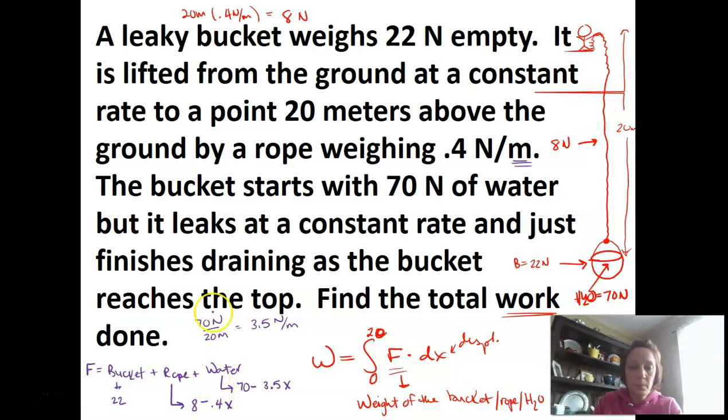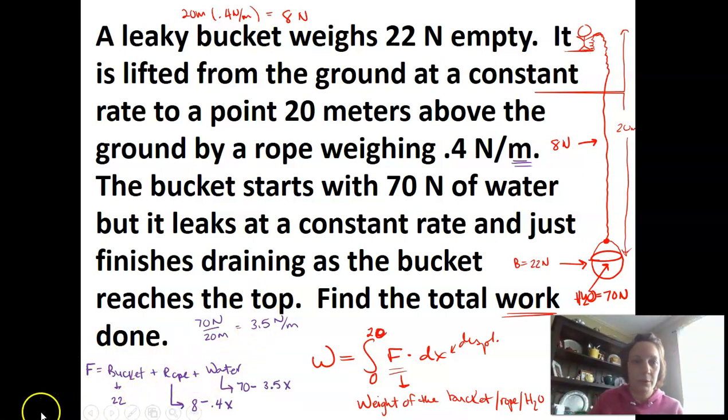Okay. So look at this equation for force. It's a little complicated, because it's got 3 parts. It starts with the bucket, plus this rope, plus this water. So at the bottom, when x is 0, I'm going to have my 22, my 8, and my 70, or my 100. By the time I get to the top, this piece is going to be 0, this piece is going to be 0. All I'll be left with is my bucket. But in between, this equation is going to give me the weight at every single displacement in between, 0 at the bottom and 22 at the top.